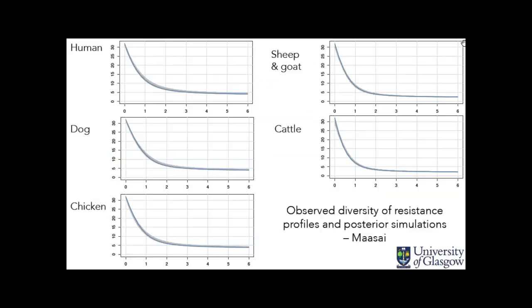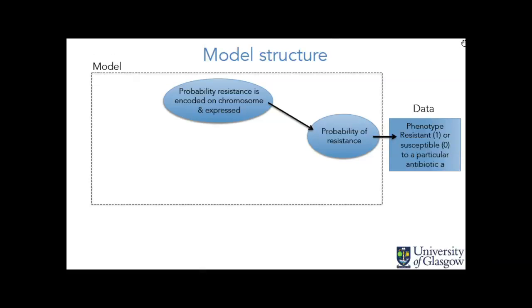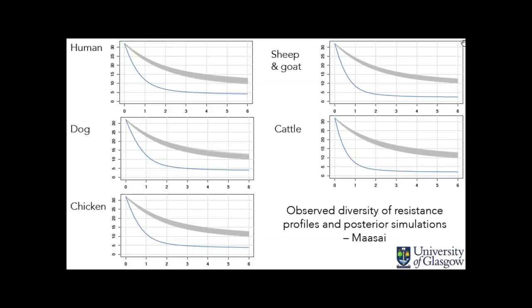When we include all of these factors in our models, the simulated profiles in gray are very representative of the observed data, here shown for each species in the Maasai. In contrast, if we include only the chromosomal independent resistances, we're unable to produce representative simulations, indicating the importance of including plasmids in our model.